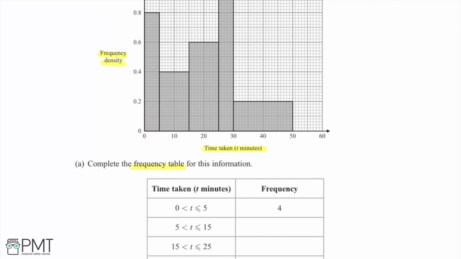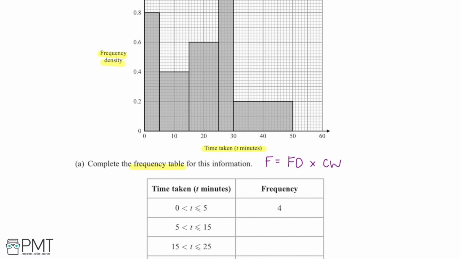This is also known as the class width, so the x-axis is going to be taken as the class width, and the class width of this bar is 5 minus 0, so it's got a width of 5. Now in order to calculate the frequency, I'm going to use the formula. The frequency is equal to the frequency density, what's on the y-axis, multiplied by the class width, the CW, which is basically the x-axis here. So we're measuring the class width for the time taken.